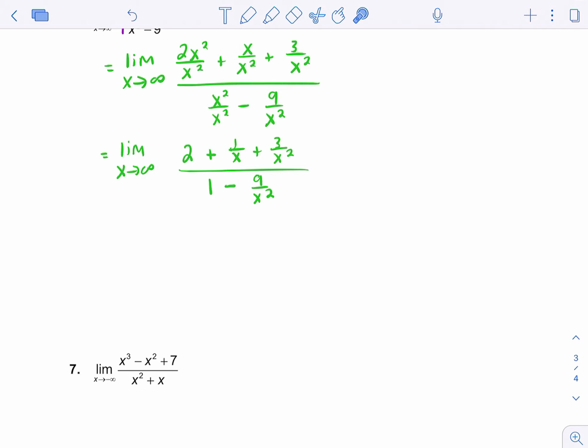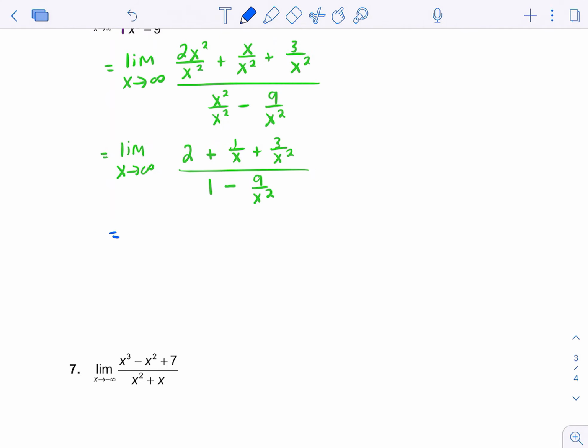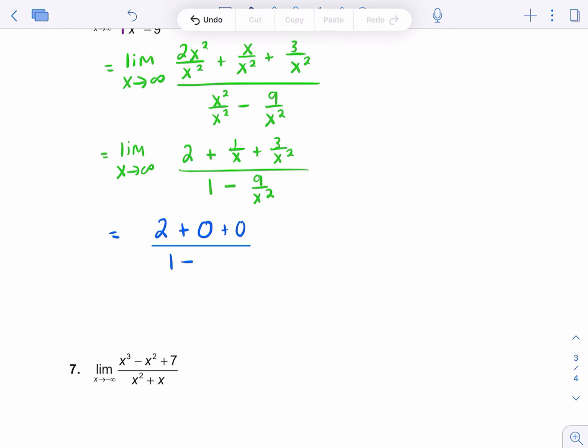And so that means that this term, when we actually evaluate at infinity, the 2, we can't do anything with that. It comes along because there's no x there. That 1 over x term, as we go further and further out to infinity, that term's going to go away. It's going to go to 0. Same with if I take 3, divide it by some massive number, 100 million squared, that's going to go to 0. Over 1 minus another 9 over a massive number also goes to 0.